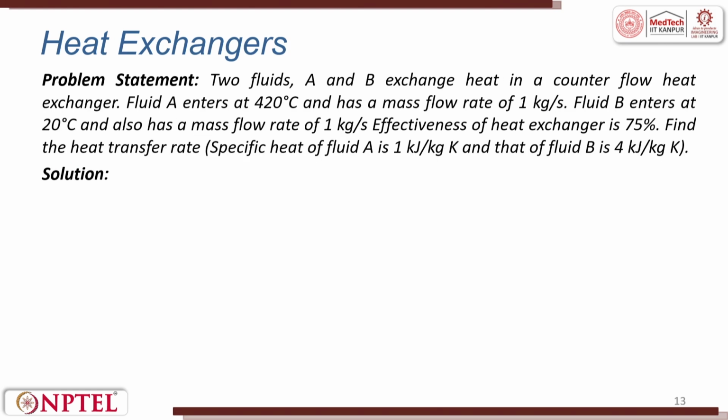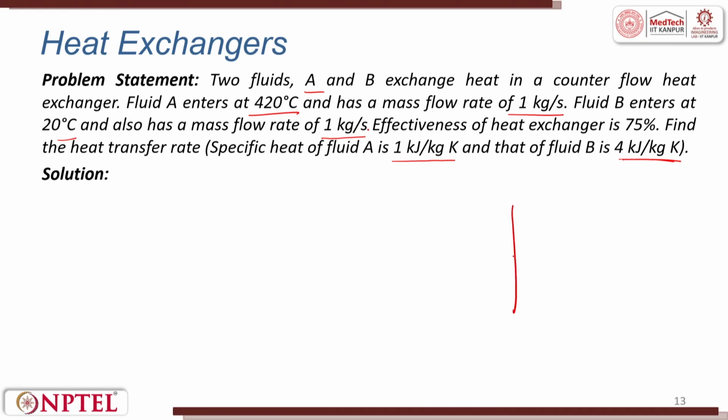Let me take one problem statement here. Two fluids A and B exchange heat in a counterflow heat exchanger. Fluid A enters at 420 degrees centigrade and a mass flow rate of 1 kg per second. Fluid B enters at 20 degrees centigrade and also has a mass flow rate of 1 kg per second. The effectiveness of the heat exchanger is 75%. Find the heat transfer rate when the specific heat of fluid A is 1 kilojoule per kg Kelvin and that for fluid B is 4 kilojoules per kg Kelvin.